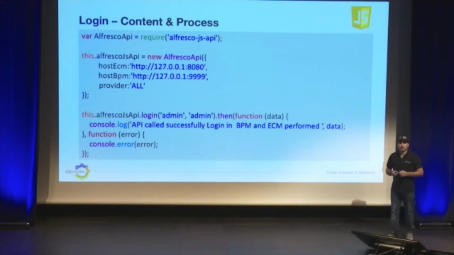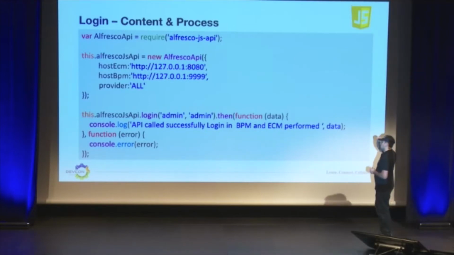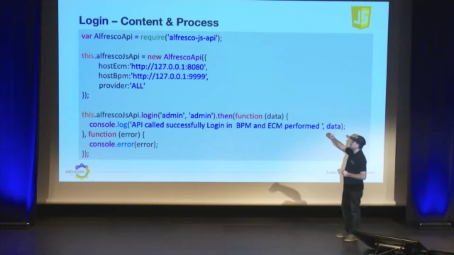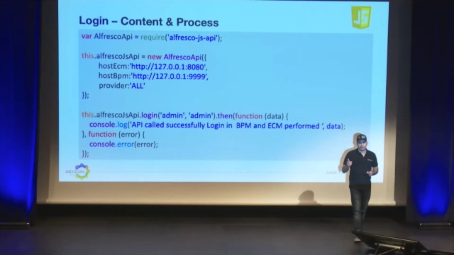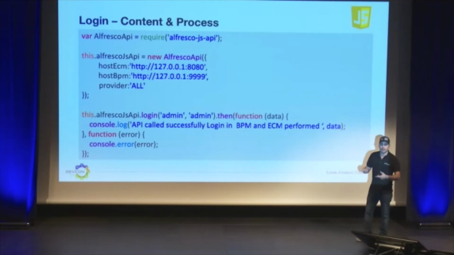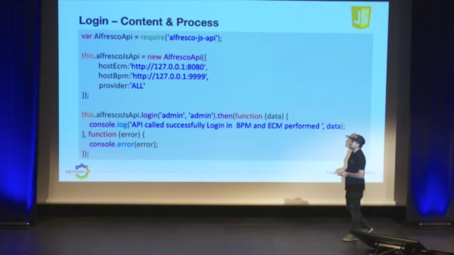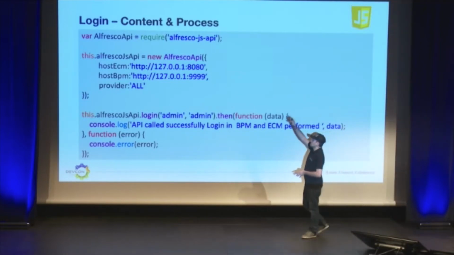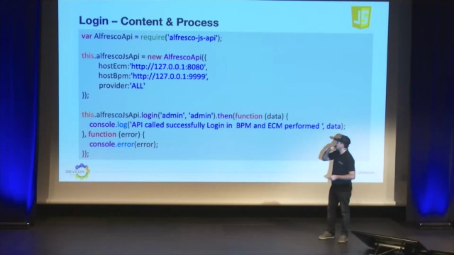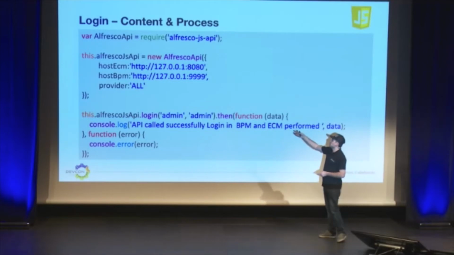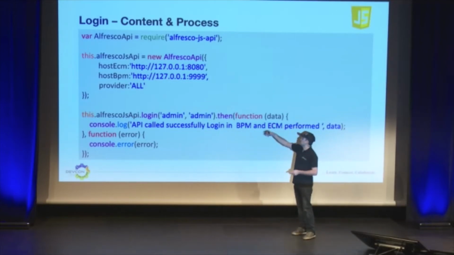This one is an example of the Alfresco JavaScript API. It is an example about how to do authentication. In this case, we are just requiring the Alfresco JavaScript API. If any of you is familiar with the require or in general the Node.js syntax, you will know that we are just importing this dependency inside our project. And then we are creating a new instance of the Alfresco API object.